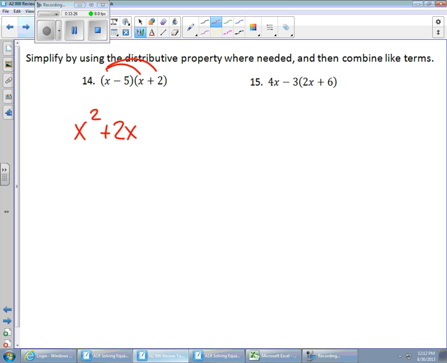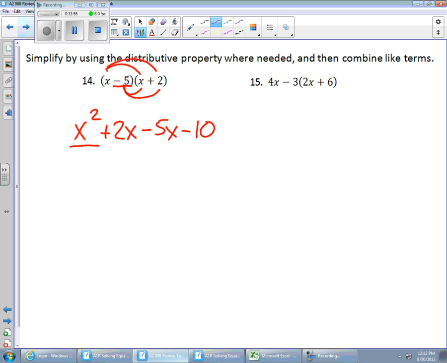Now that x has multiplied by everything over there, I scooch over to the next value, which is negative 5, and that negative 5 needs to multiply by everything on the right. So that includes getting the x and the positive 2. Negative 5 times x is negative 5x, and negative 5 times positive 2 is negative 10. The distribution is done, but you always check for like terms to see if it can be simplified.